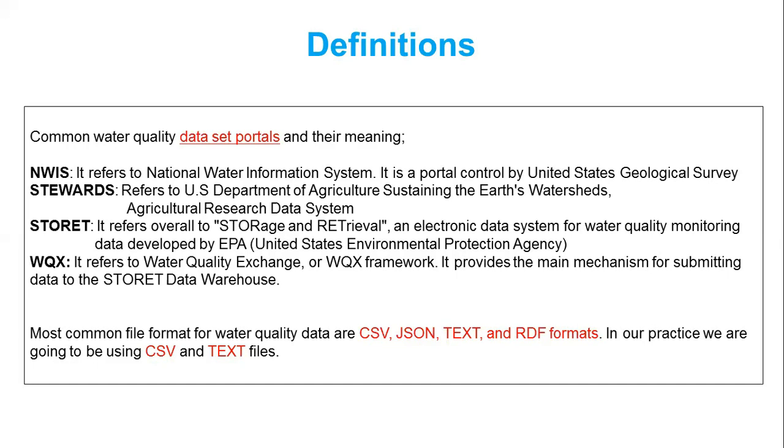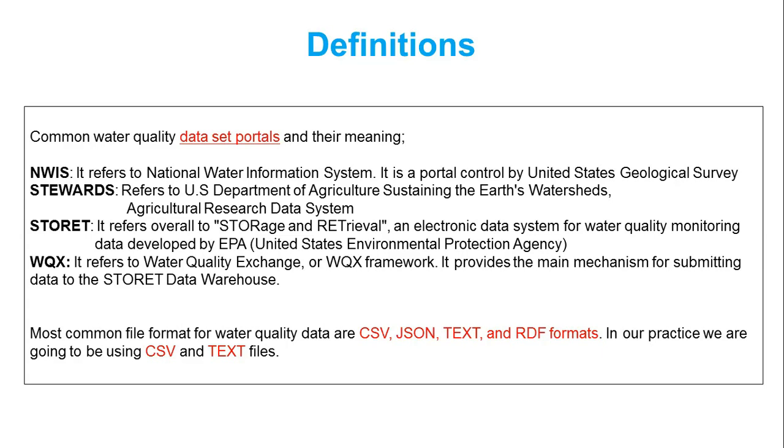So the common water quality data set portals and their meaning. The first one is NWIS. It refers to National Water Information System. It is a portal controlled by the United States Geological Survey. We have STEWARDS. STEWARDS refers to the U.S. Department of Agriculture, Sustaining the Earth's Watersheds Agricultural Research Data System. We have STORET. It refers to storage and retrieval, an electronic data system for water quality monitoring data developed by EPA, the United States Environmental Protection Agency.